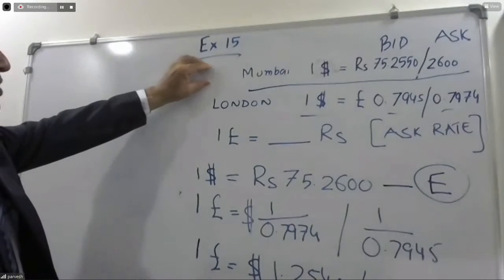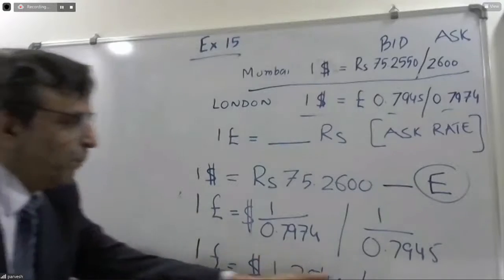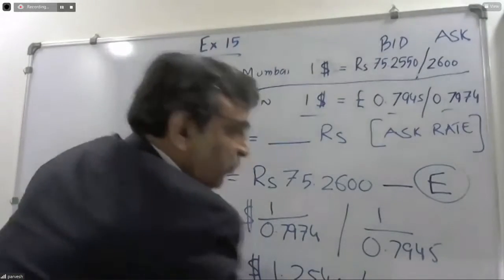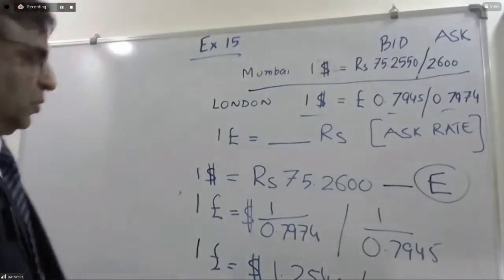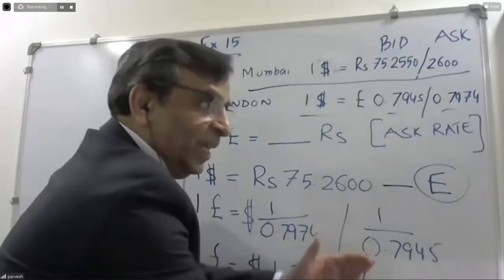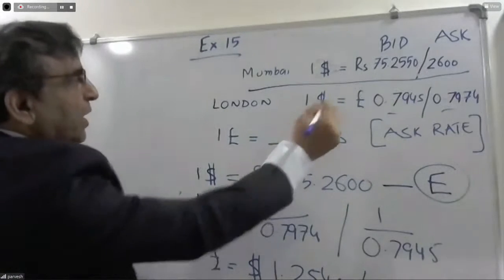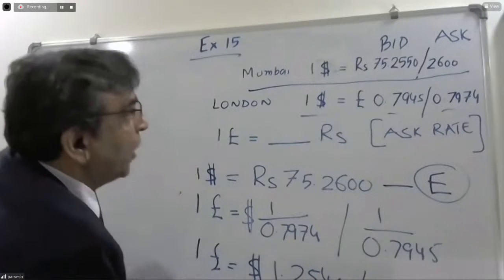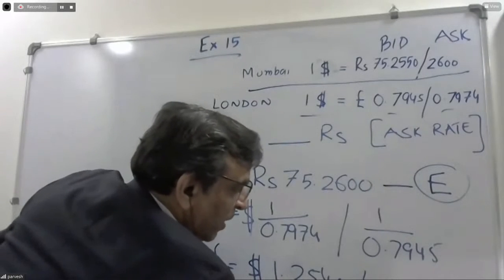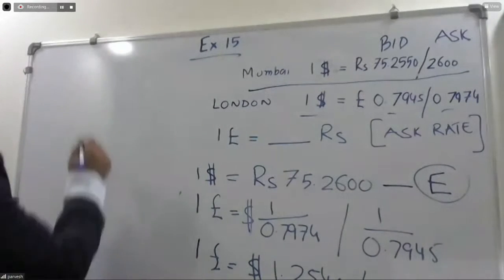So first he buys dollars from India by paying 75.260. Then he goes to England and buys pounds by paying this ask rate, which is 1.2586. So the pound buying rate for him will be 1.2586. This is the bank's selling rate, and from the customer it will become the buying rate. So now we can just multiply these two rates, 75.2600 multiplied by 1.2586.